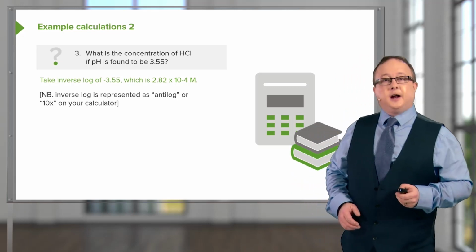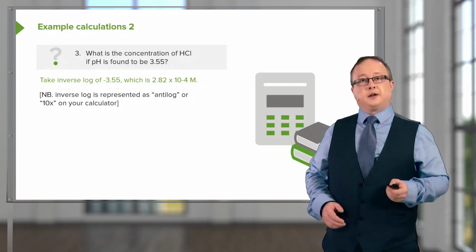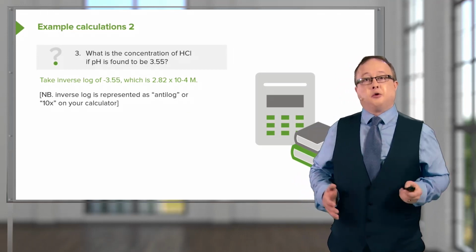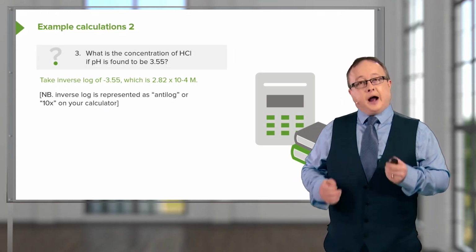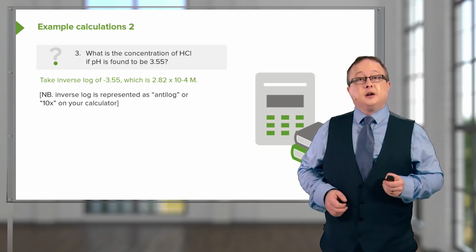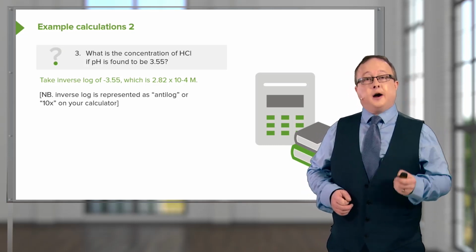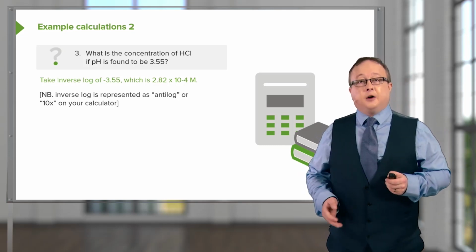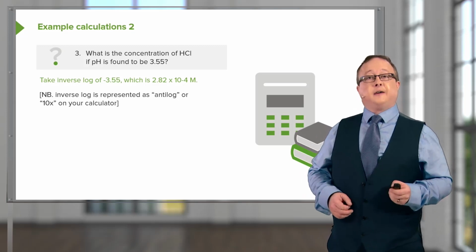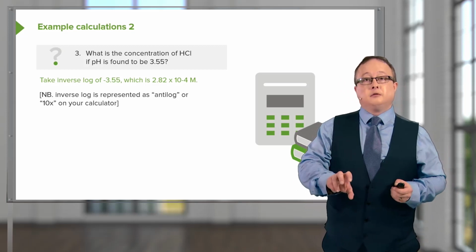Now, let's look at it in a bit more depth. What happens if we have a concentration of hydrochloric acid and the pH is found to be 3.55? How would we work out the concentration of HCl that we actually added? What we then do is we take the inverse log of minus 3.55, reversing the equation and giving us a value of 2.82 times 10 to the minus 4 molar.